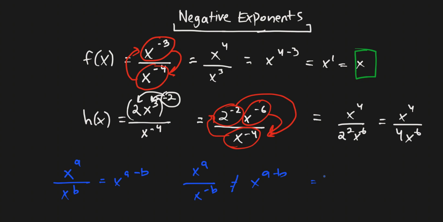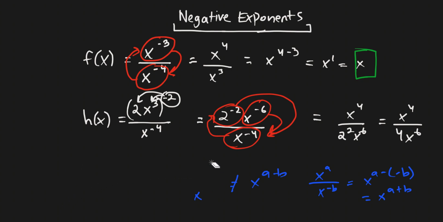This would be equal to, actually, x to the a over x to the negative b is equal to x to the a minus negative b, which is equal to x to the a plus b. Remember that whenever b is negative, we have to do the negative, and then b would be in parentheses. So I like to write it in parentheses so I don't get confused. Some people don't like to write it in parentheses, they just immediately make it positive, which is also completely okay.